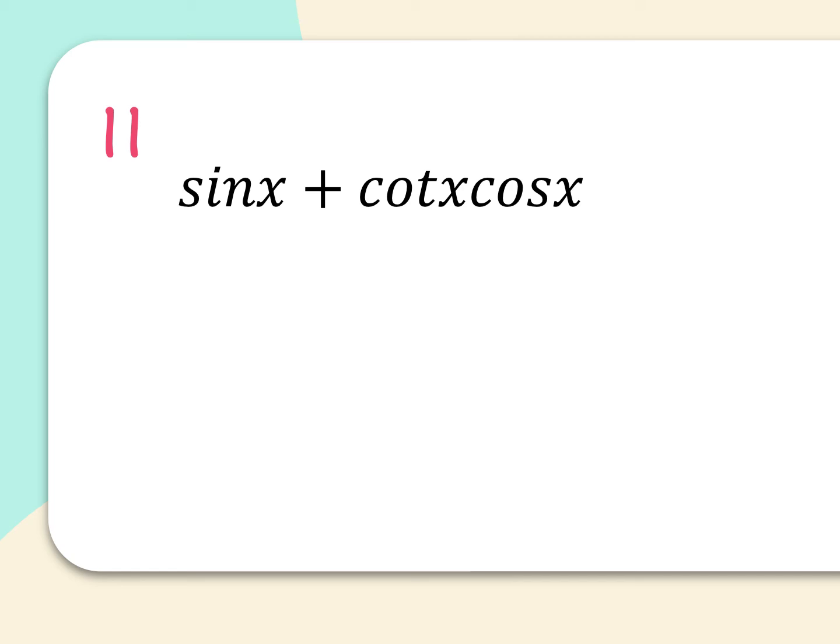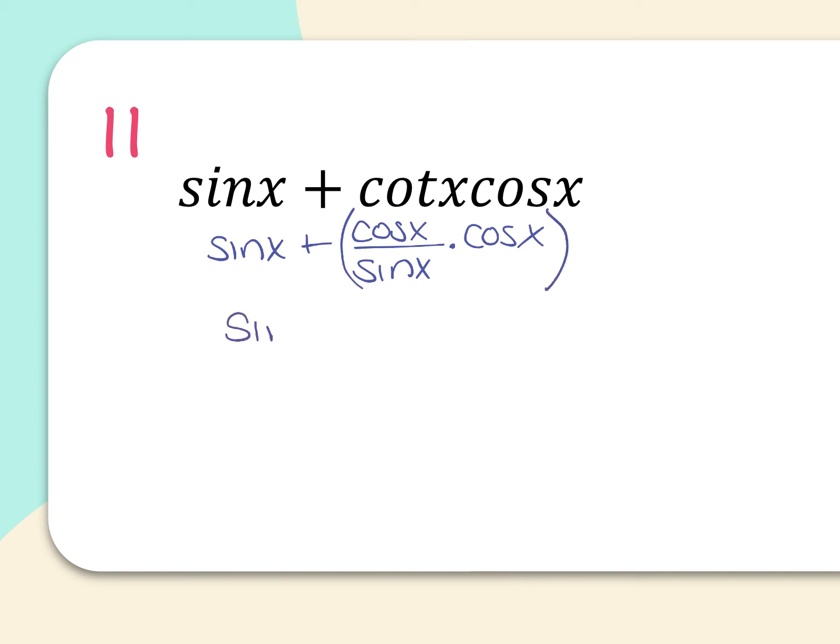Cotangent. Cotangent becomes what? Cosine over sine. Good. Remember, it's 1 over tangent or cosine over sine, but there's no tangents here. So I'm going to make this cosine of x over sine x times cosine of x. Now I can simplify this term. Cosine times cosine would be cosine squared over sine of x.